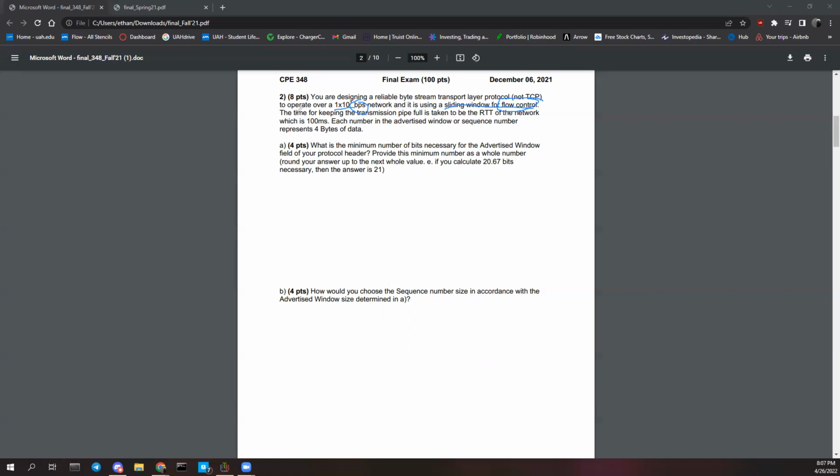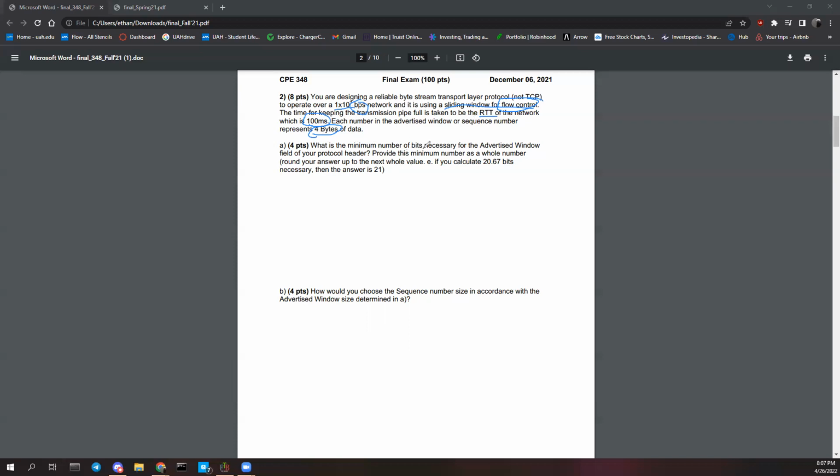Remember that operational principle. The time for keeping the transmission pipe full is taken to be the RTT of the network, which is 100 milliseconds. There's another quantity for us. Each number in the advertised window or sequence number represents 4 bytes of data. So we can already see that he's trying to trick us up with confusing data units that are different from one another. So at some point, we'll have to convert one of these to the other.